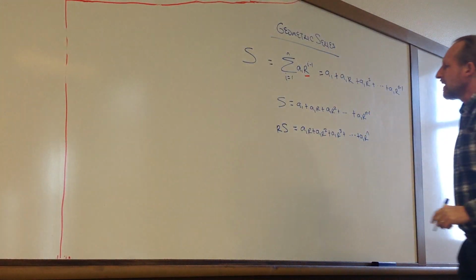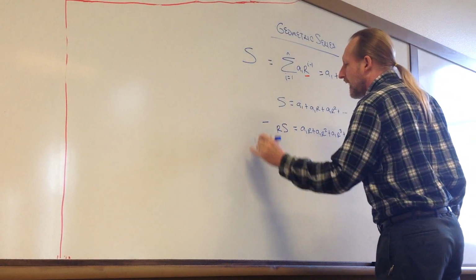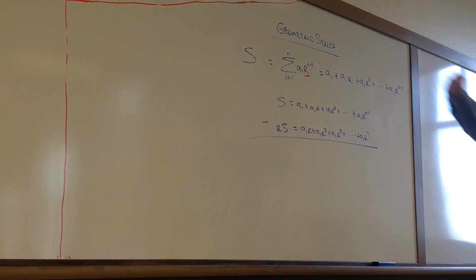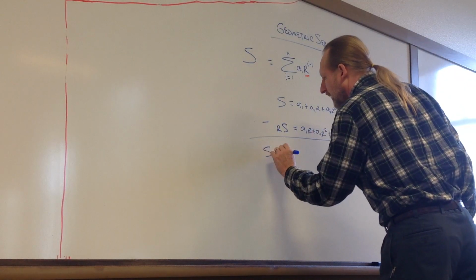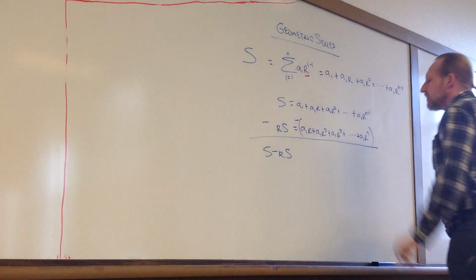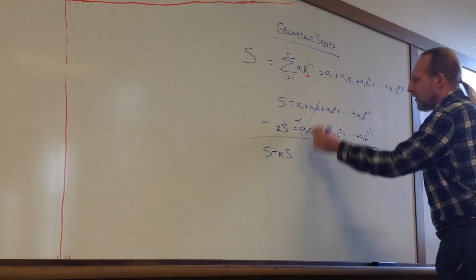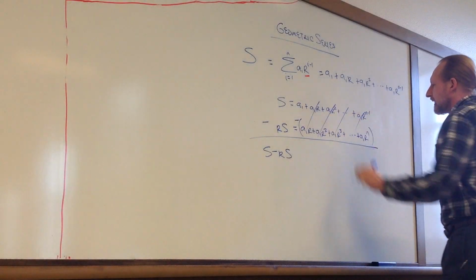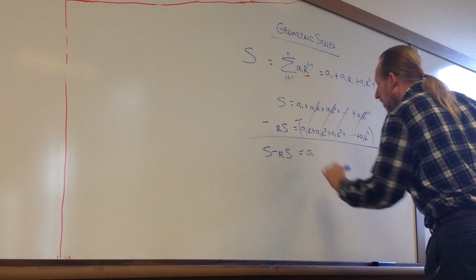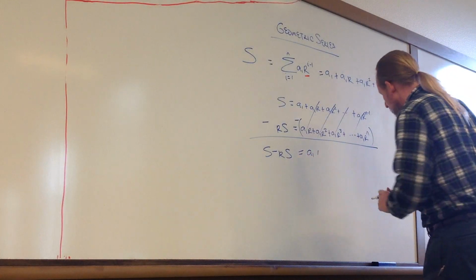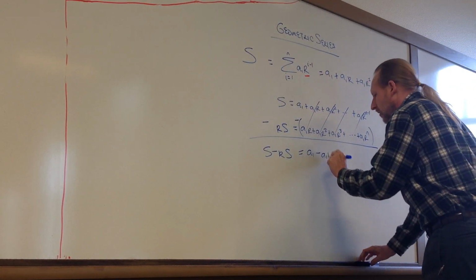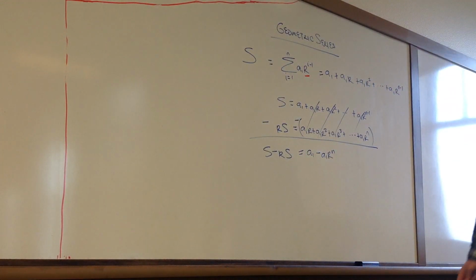There it is. And now we're going to subtract the bottom equation from the top equation. So over here we get s minus r times s. If we subtract all of this stuff here, notice how all of these are going to get canceled out. The only thing that's going to be left is the a1. And over here, that's going to be minus a1 r to the n power.